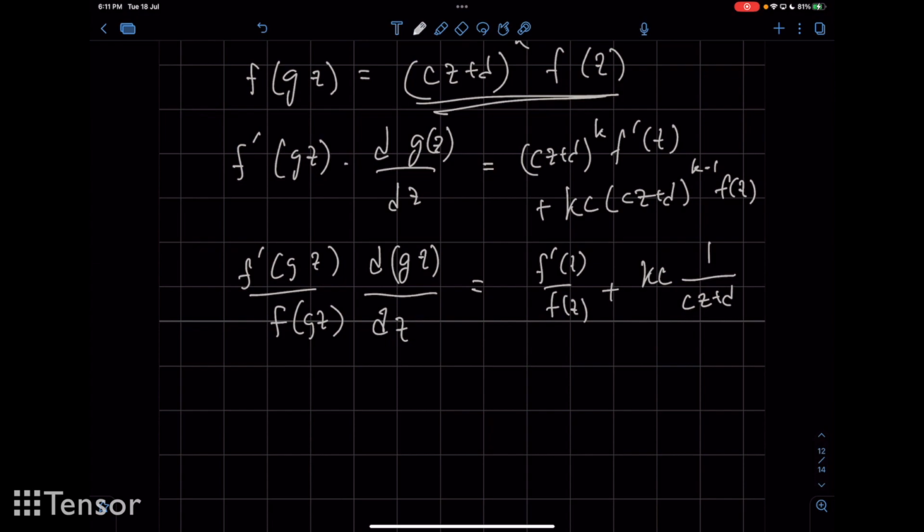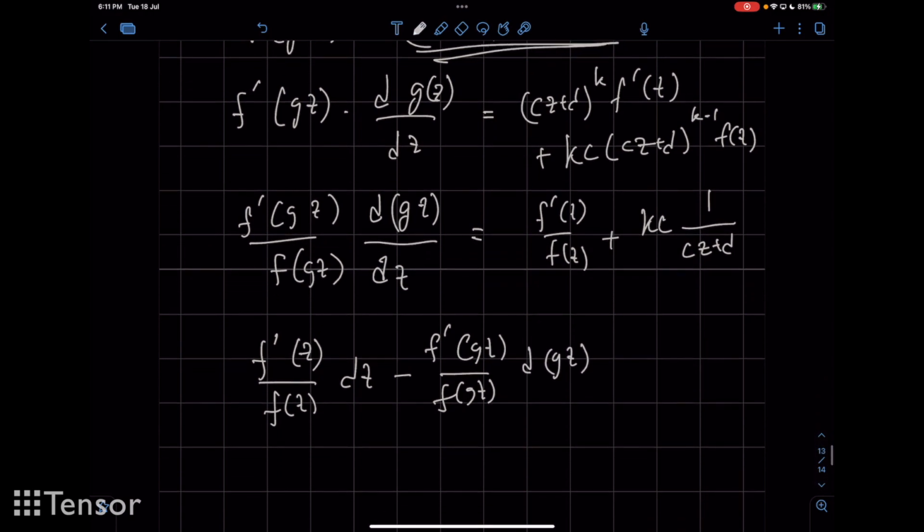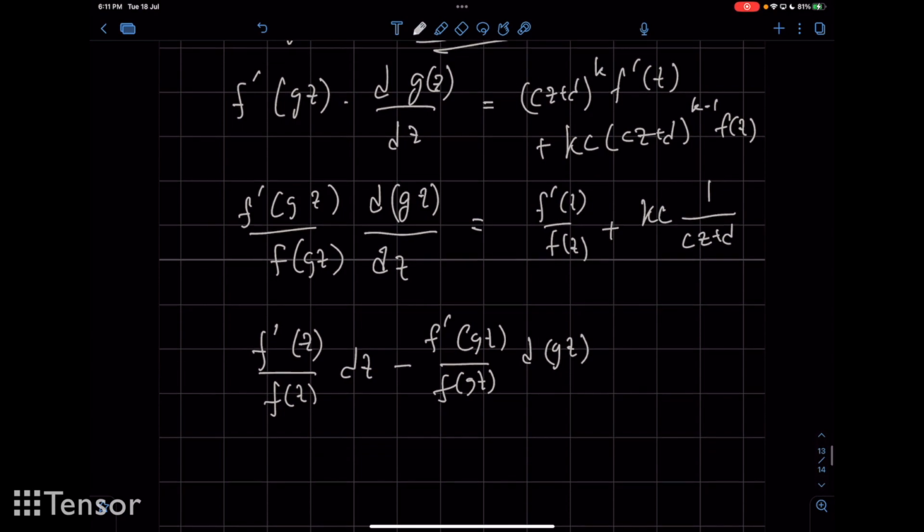And then, yeah, a little bit of swapping variables, we get f prime of z over f of z dz minus f prime of g(z) over f of g(z) dg(z) is equal to negative k, 1 over, well, where did I put the integration sign here? z plus c over d. Right, did I make a mistake here? No, I hope it's there.